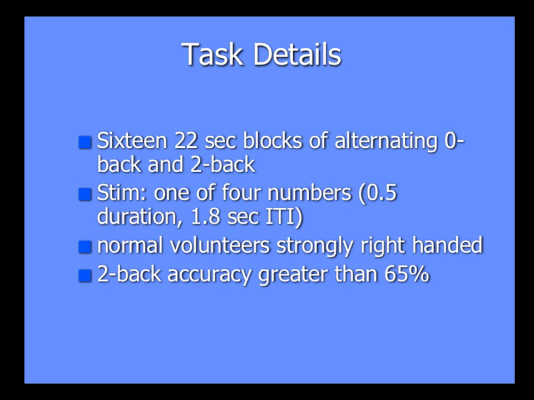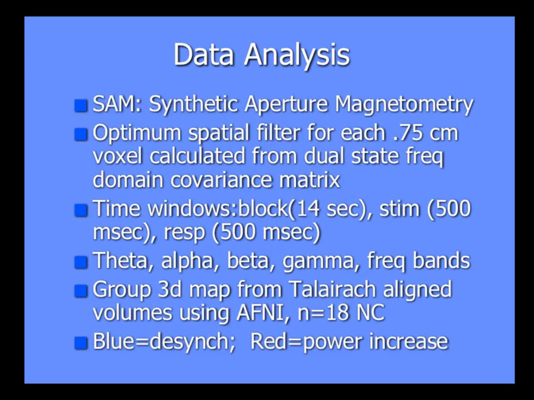So this is, again, looking at the 1 of 4 numbers. These were normal volunteers, all right-handed, and we were going to contrast 2 back with 0 back. We wanted people who were doing reasonably well on the task, so they did at least 65%. It's actually, 2 back's kind of hard, so 65% is not bad.